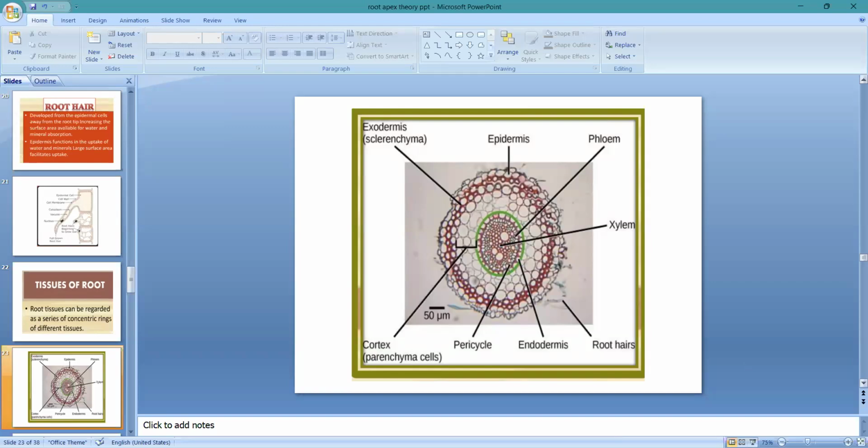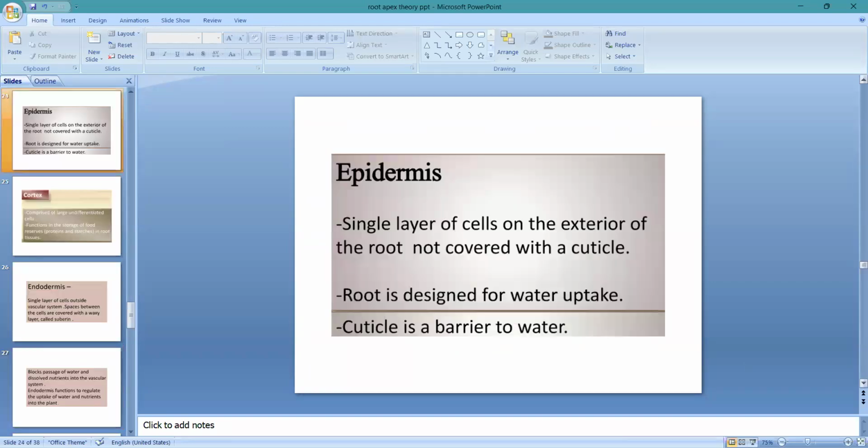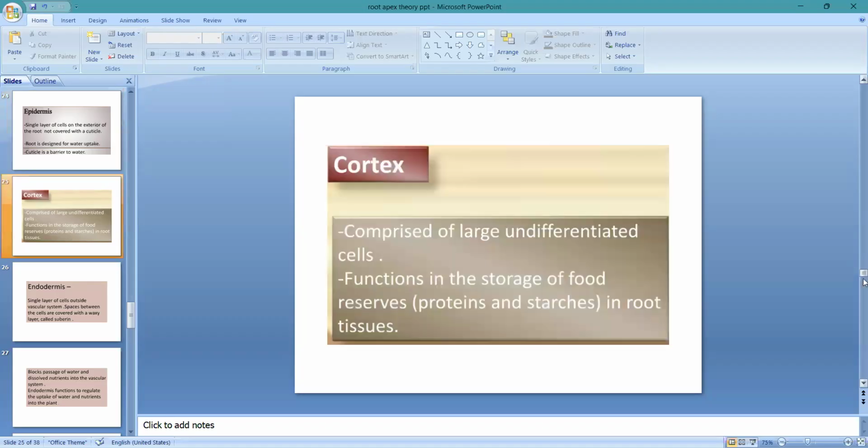And next, coming to the epidermis, single layer of cells on the exterior of the root, not covered with a cuticle. Okay, so we do not observe the cuticle in the root structure. Root is designed for the water uptake. Cuticle is a barrier to water, so that's why cuticle is absent in the root structure. The cortex, comprised of large undifferentiated cells, functions in the storage of food reserves in root tissues. Okay, that is the cortex.